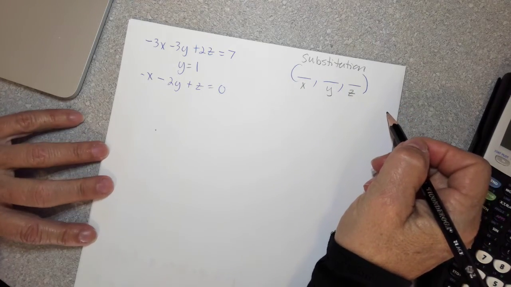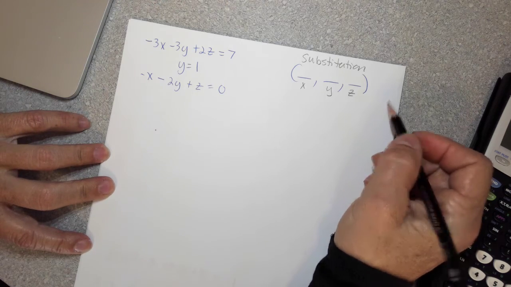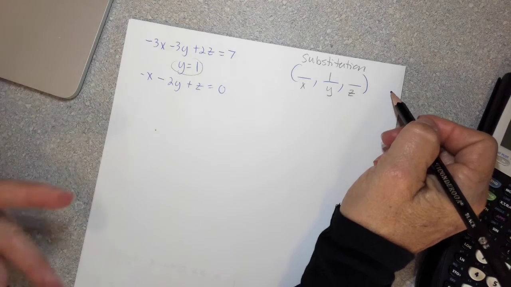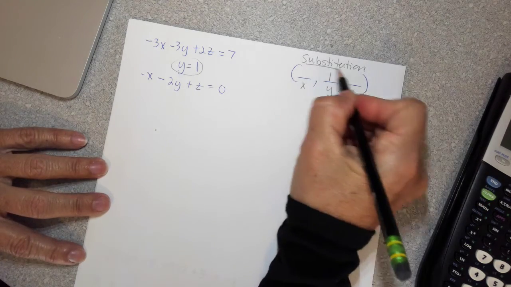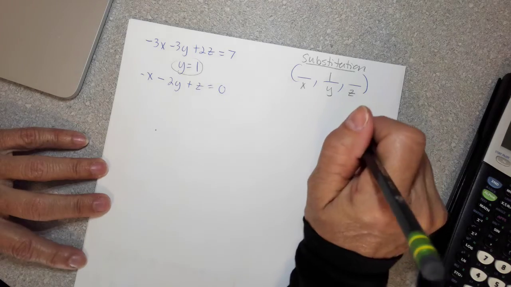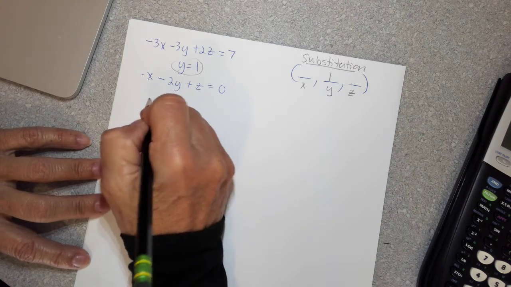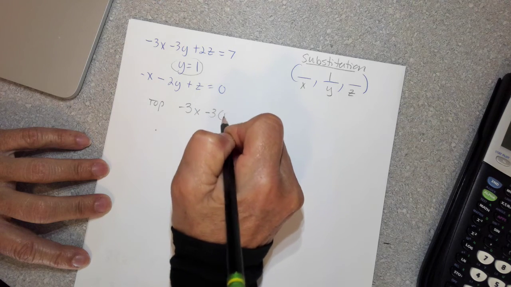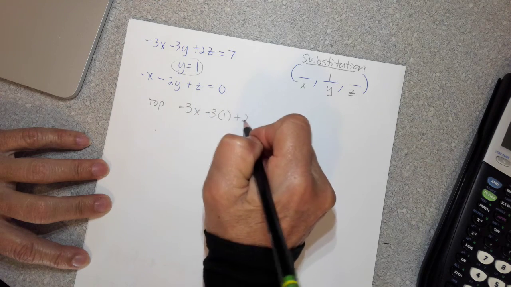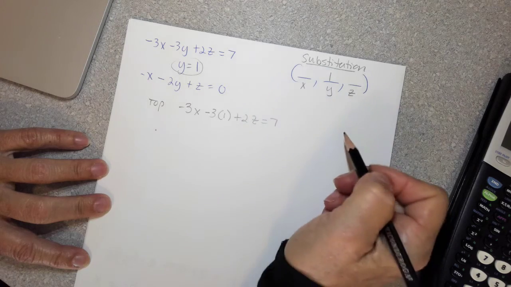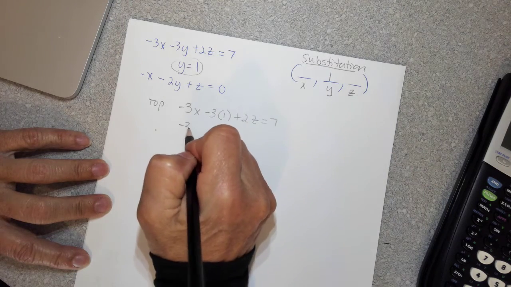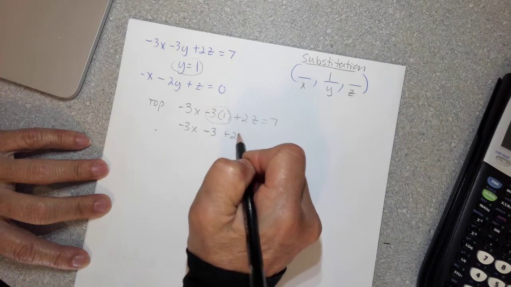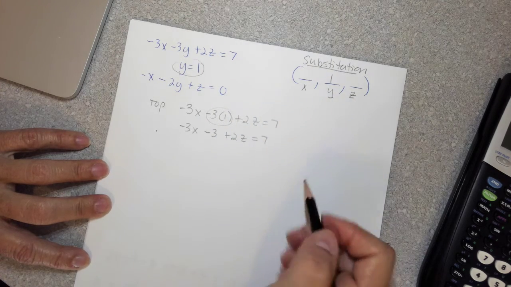Usually they'll tell us one, and so we can start off with something to go on. And in this case, it's y equals 1. So now I know that, and then by the name, I substitute that into the other equations. So if I take the top equation, negative 3x minus 3, and then I substitute in the 1 for y, plus 2z equals 7, this becomes negative 3x minus 3 plus 2z equals 7.